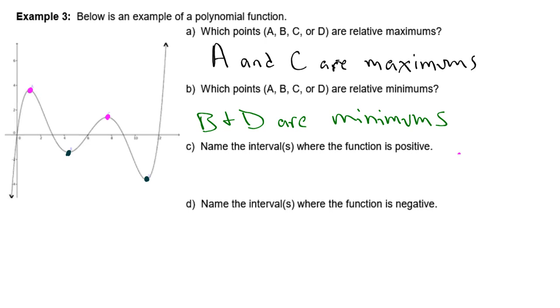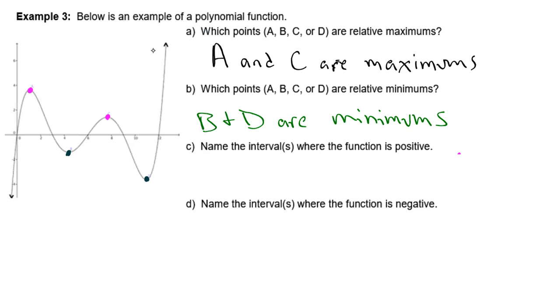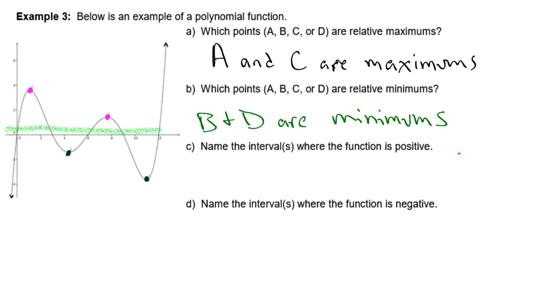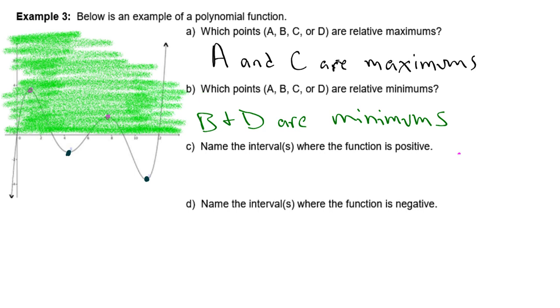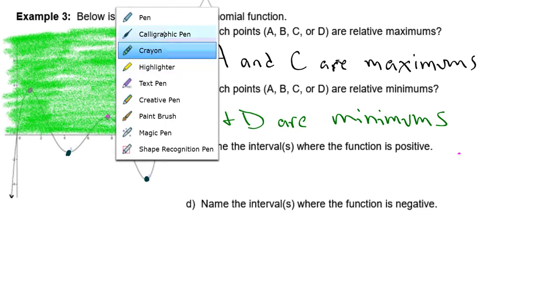Okay, so now we talk about positive. Where is our graph positive? And then we'll talk about where the graph is negative. Well, positive will be when our graph is above the x-axis, like where grass grows. Grass grows above the x-axis. That's why I'm using a green crayon to show you that all up here is above the x-axis. This is where all the y values are positive. So the y values are positive when we are in the graph above the x-axis.